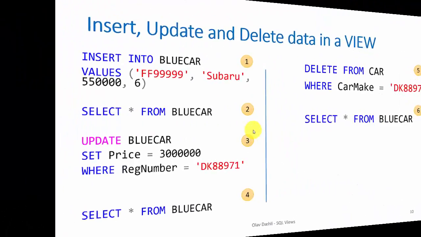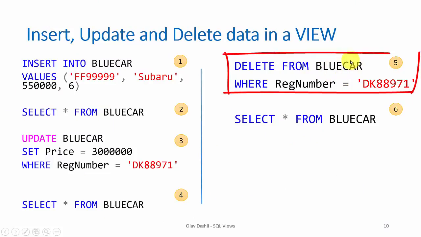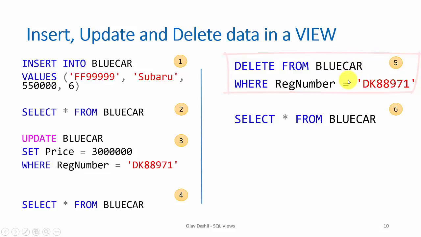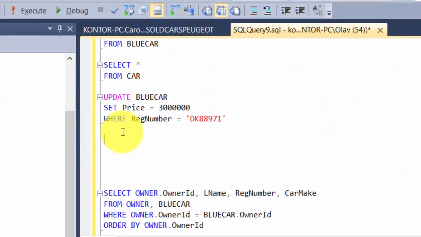because this is the real underlying data. And we can also delete rows from a view, but remember that it has the same underlying data as the table it is defined from. So if we delete this row, for instance, in blue car, then it will also be deleted in the real underlying table, which is car. So you can try this.